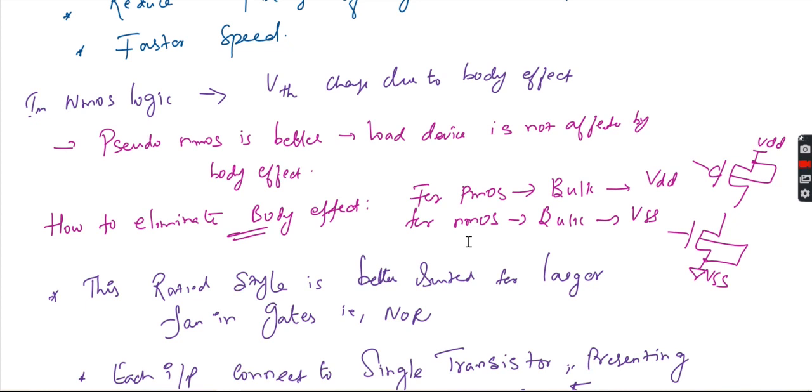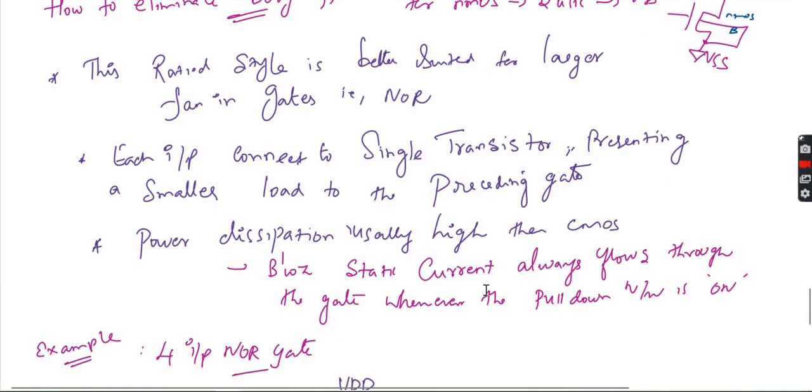So how can we eliminate it? This will be your NMOS, this is PMOS, right? To avoid the body effect, for NMOS the bulk has to be connected to the lower potential VSS, and for PMOS also connected to VDD. The ratio style is better than the switch logic for larger fan-in gates.